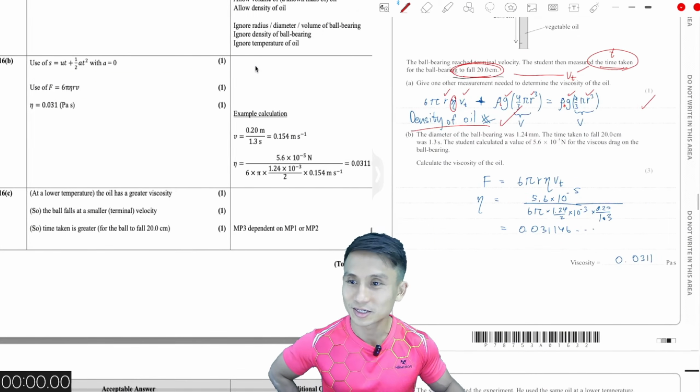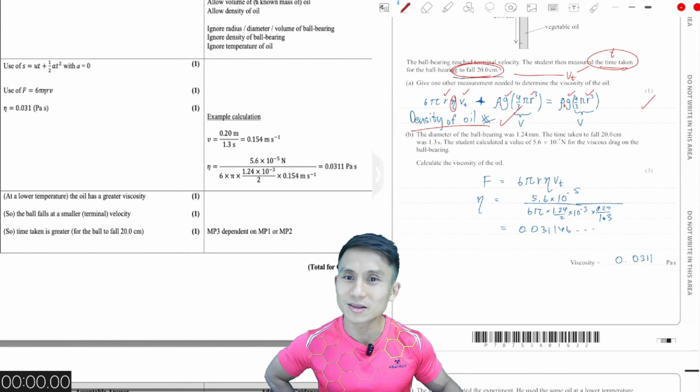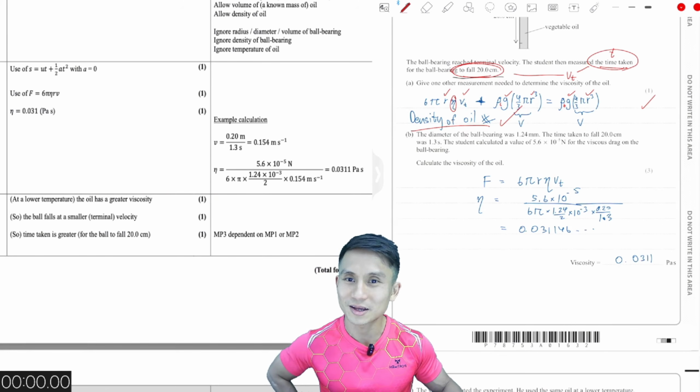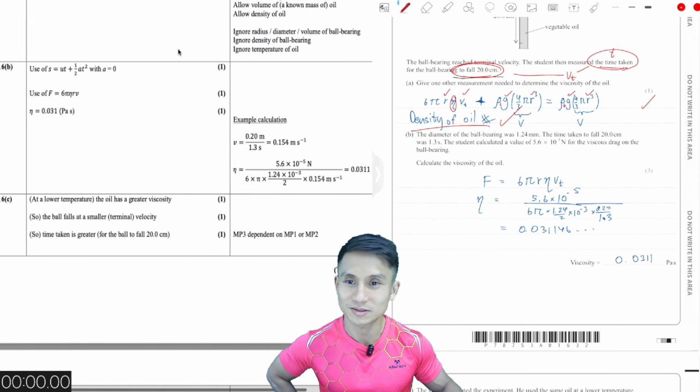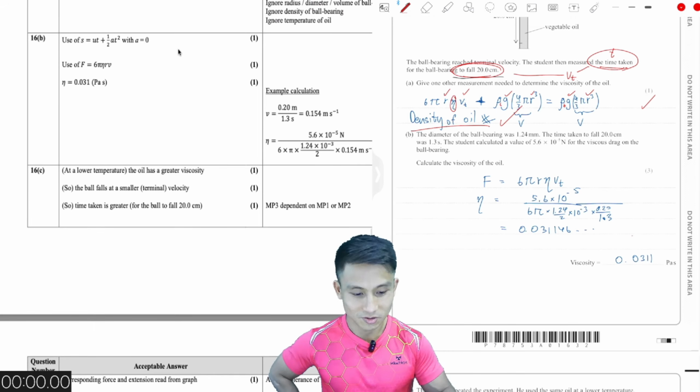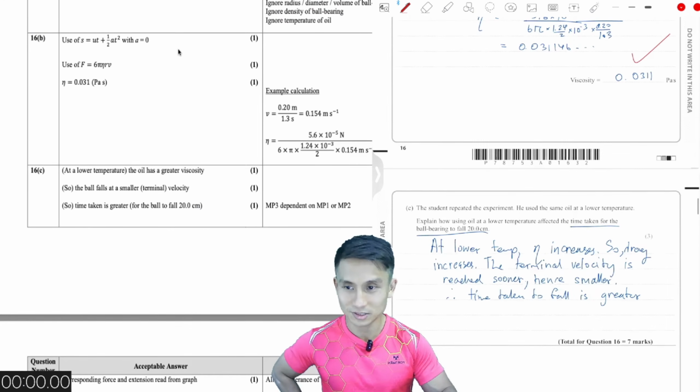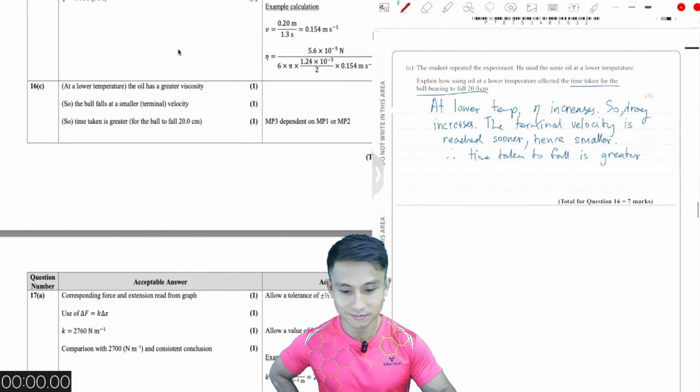Almost. Okay, yeah, there are a lot of things you need to know, right? Like the density of the oil, the mass of the oil, because you don't know the density of the ball. Oh, that doesn't allow. Okay, all right. But anyway, okay. 0.031 Pascal seconds. Yeah, okay, that's right.